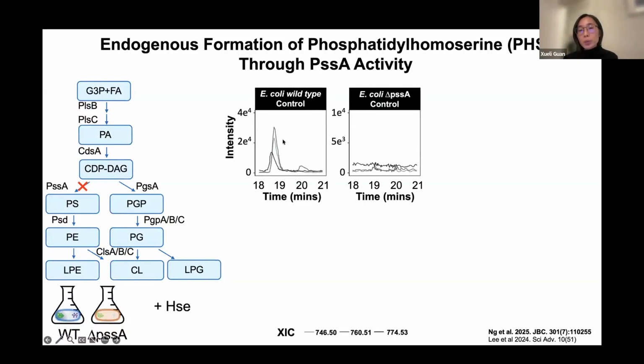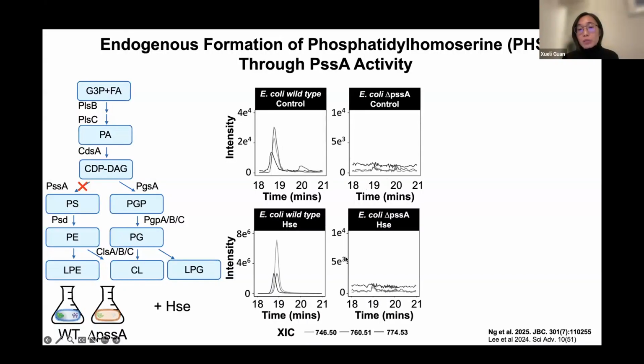So this first set of plots shows the usual E. coli under wild-type condition, where there's the accumulation of this peak, the XIC of the major species for phosphatidylhomoserine. And in the PSSA mutant, we totally lost the signal. This helped us to confirm that this endogenous lipid is formed through the PSSA pathway.